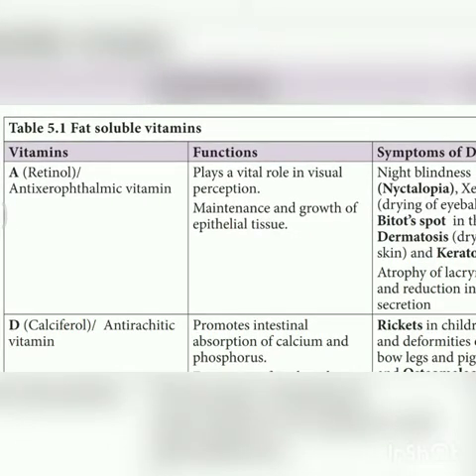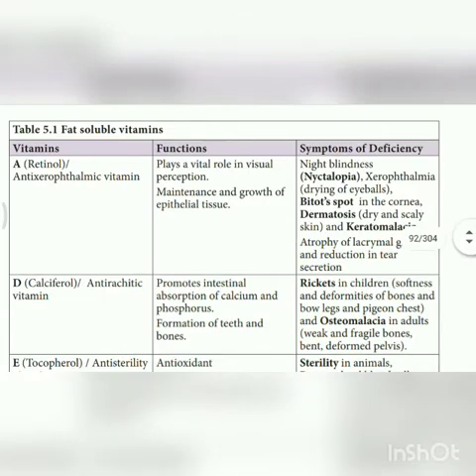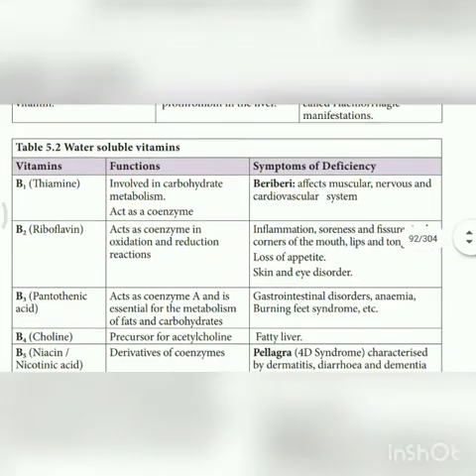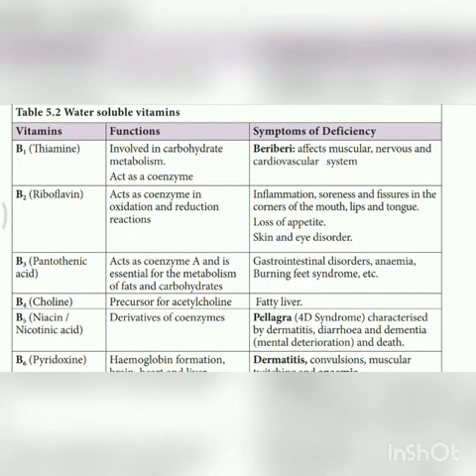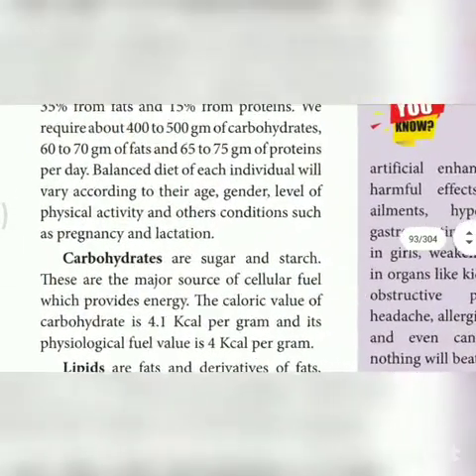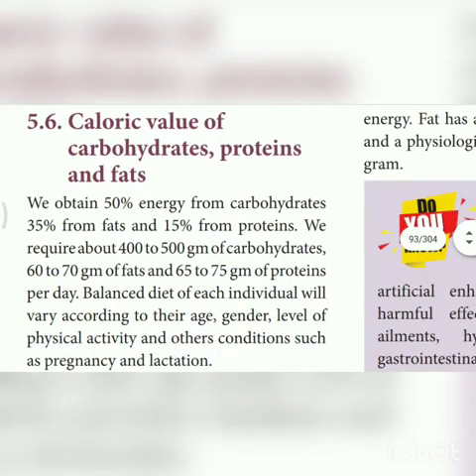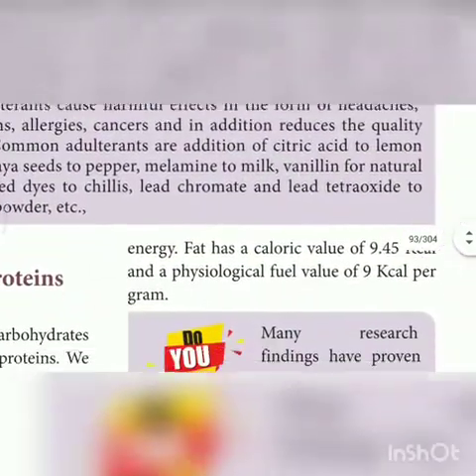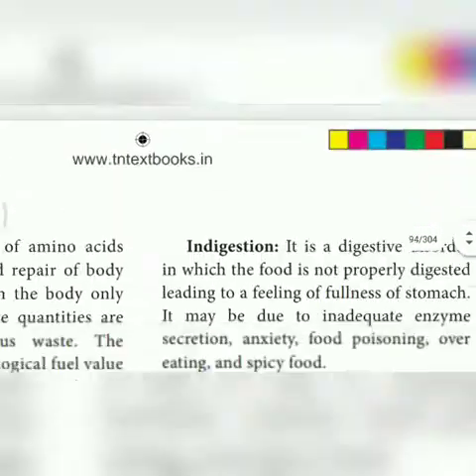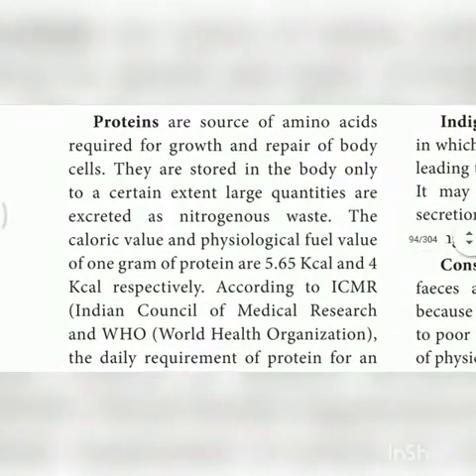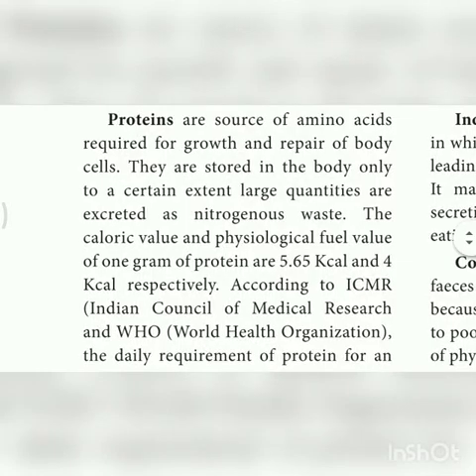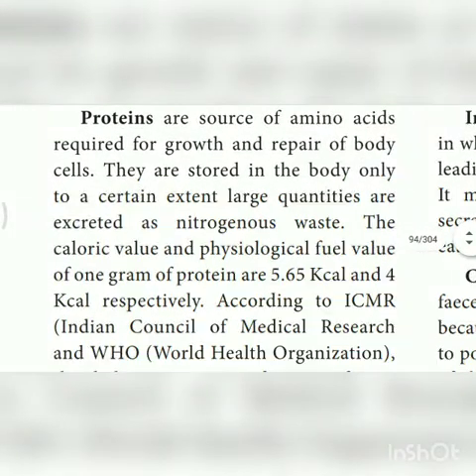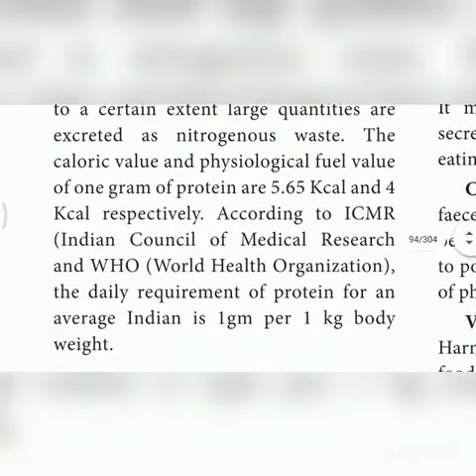You have to go through this tabular column of fat soluble vitamins and water soluble vitamins, where vitamins, functions, and symptoms of deficiency are given. You have to go through that and read that. 1 mark questions will be asked from that, even 5 marks also. And in calorific value of carbohydrate, proteins, and fat, you have to know the calorific values. Carbohydrate calorific value is 4.1 kilocalories, lipid 9.45, and protein 4 kilocalories. According to World Health Organization, the daily requirement of protein in an average Indian is 1 gram per 1 kg of body weight.